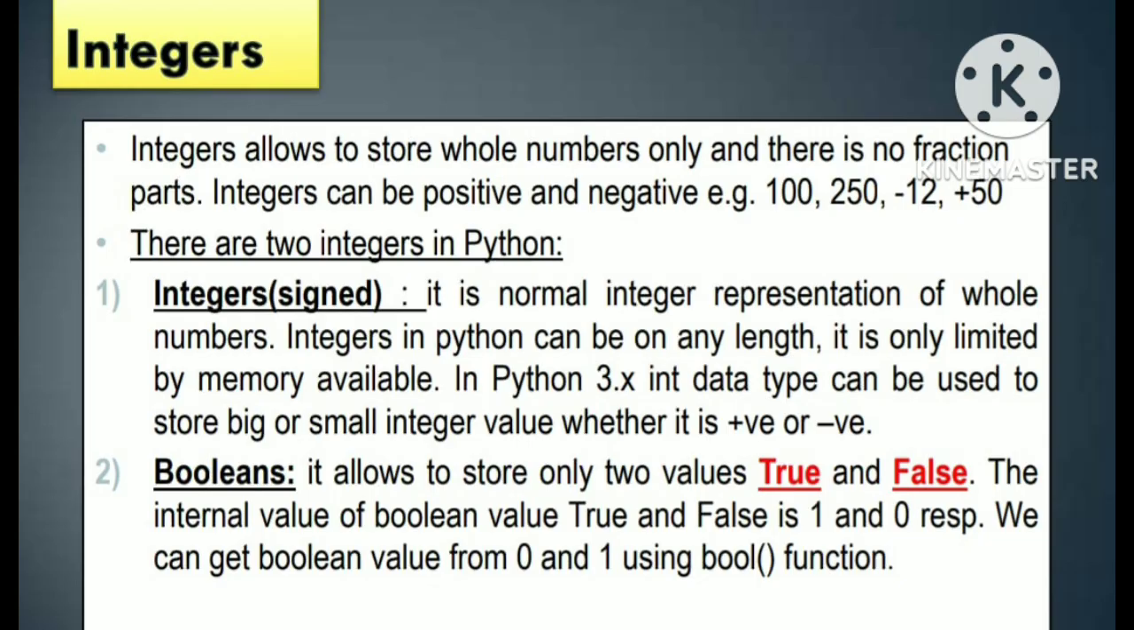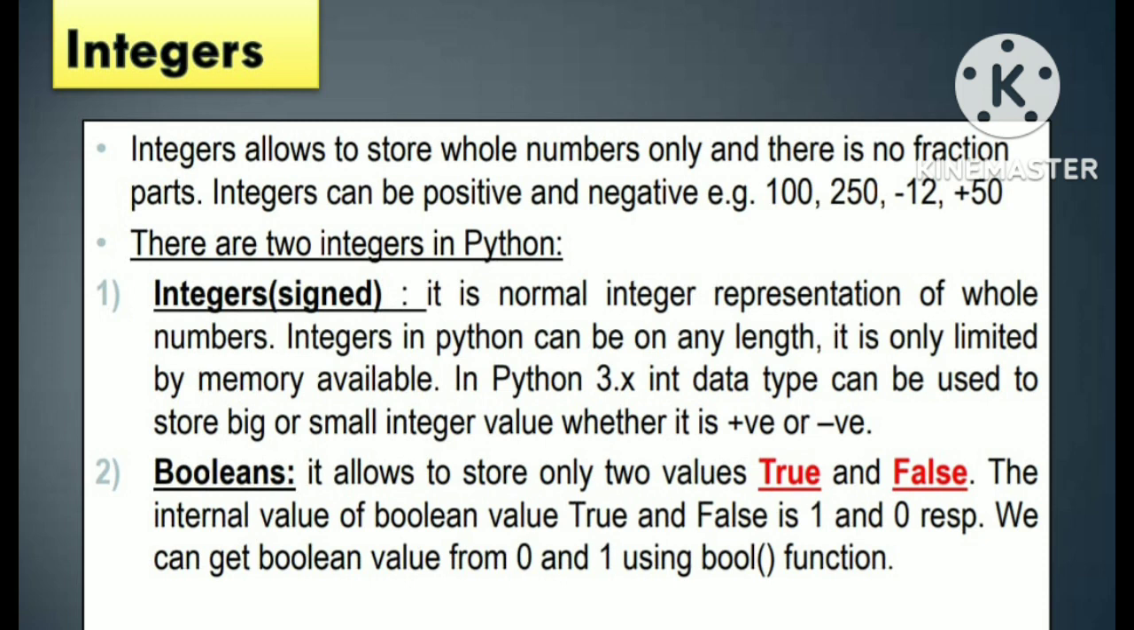Integers allow us to store whole numbers only and there is no fraction part. Integers can be positive and negative. Example: 100, 50, minus 12, plus 50. There are two integers in Python. Integer sign. It is the normal integer representation of whole numbers. Integers in Python can be of any length. It is only limited by memory available.